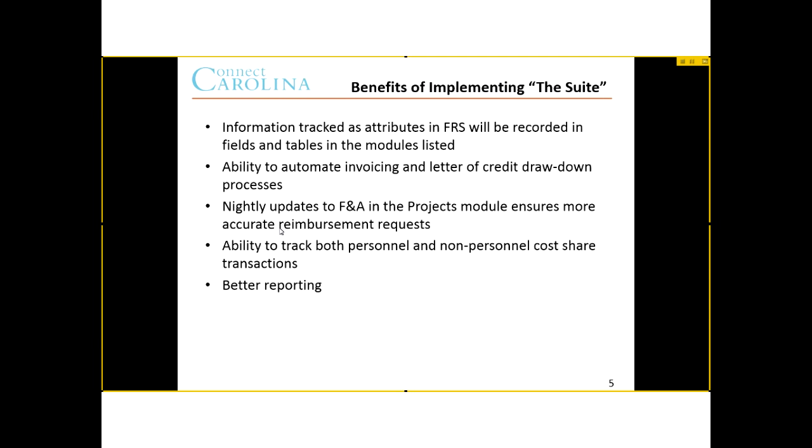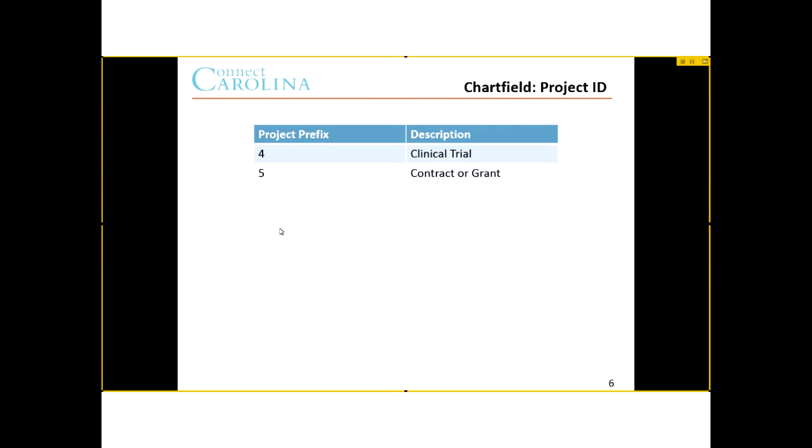The benefits of implementing this suite is that information which we tracked as attributes in the FRS 09 screens can now be recorded as fields and tables in the modules that we listed. We have the ability to automate invoicing and letter of credit drawdown processes. There are nightly updates to facilities and administration in the Projects module to ensure more accurate reimbursement requests. And we now have the ability to track both personnel and non-personnel cost share transactions. And of course, we have options for better reporting.